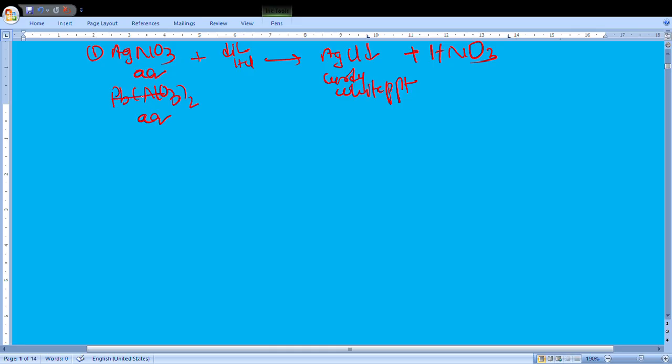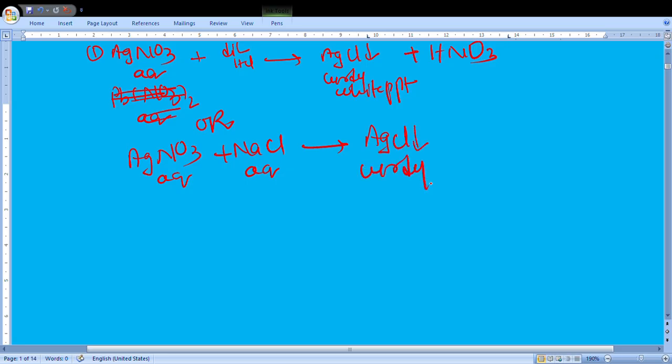You can also prepare this AgCl by the reaction of AgNO3 aqueous, that is in water, plus NaCl aqueous, because chloride is the ion which will take the position of NO3 negative to form curdy white PPT of AgCl, plus NaNO3 will be left as aqueous. So in this way we become able to prepare AgCl.